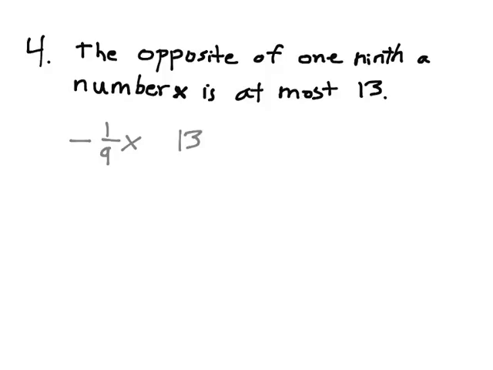Now we have to think about what at most means. That means this value can be 13, but that's only at the very most. Otherwise, it's always going to be values less than 13. So it's less than or equal to 13. That is at most 13. So to start off with, let's multiply both sides by 9, and we get that negative x is less than or equal to 117.